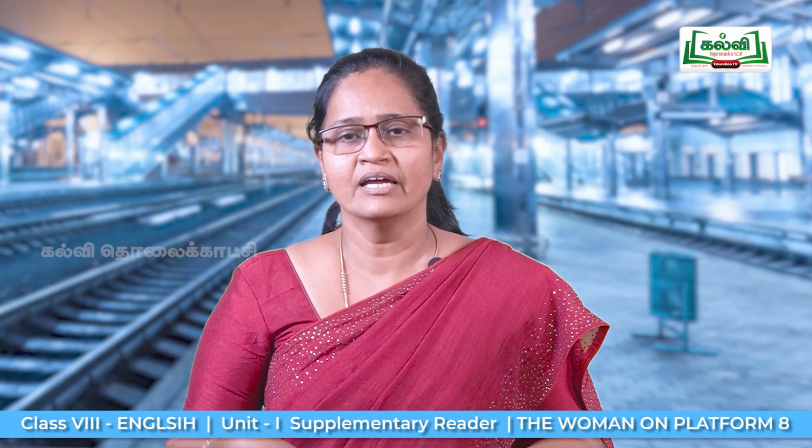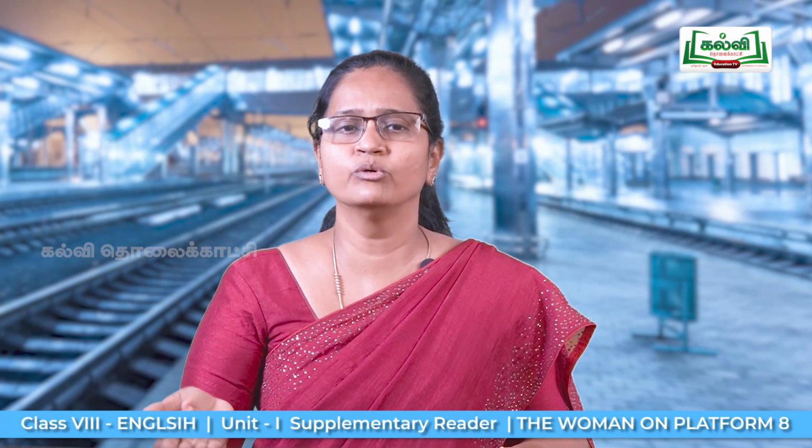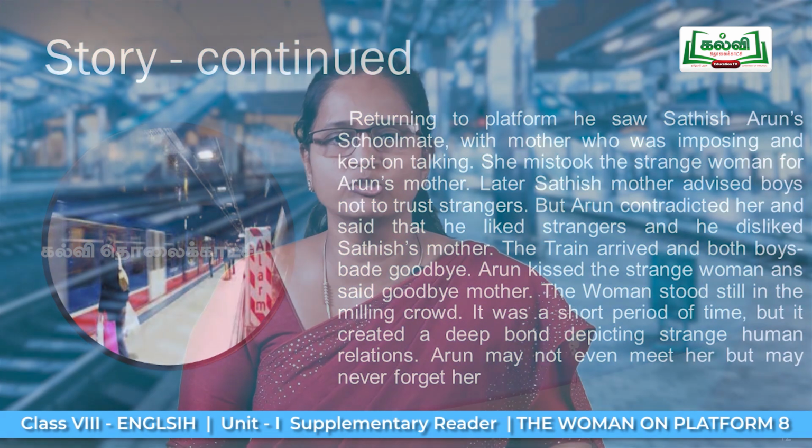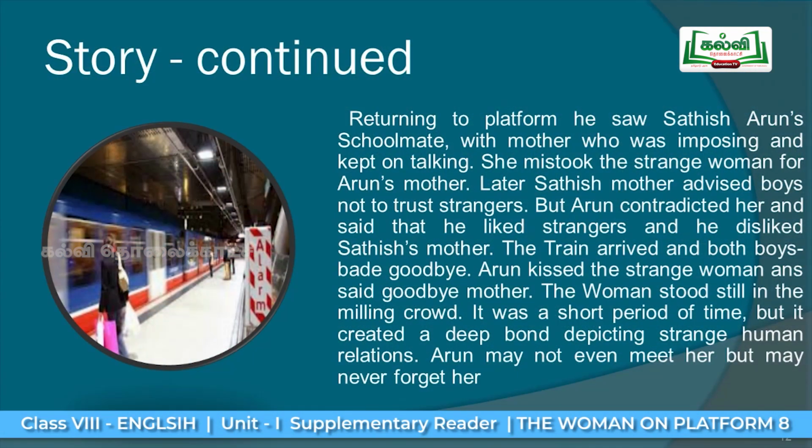What is Arun doing? He is simply waving his hands and saying goodbye, mother. He was looking at the woman. Still, she was lost in the milling crowd. What is a milling crowd, children? Milling? A huge crowd, a very large crowd. It was a very short period of time, but somehow a deep bond was created between the strange woman and Arun. So, the bond has depicted a strange human relation in this story. Arun may not even meet her in the future, but he may never forget her in his lifetime.